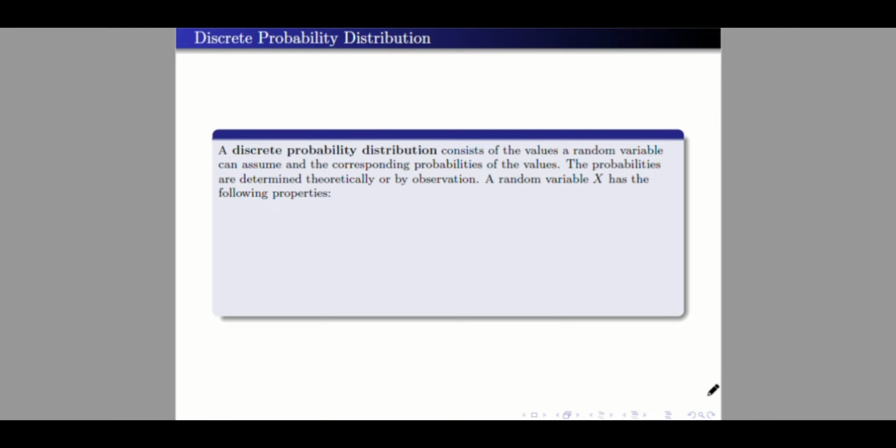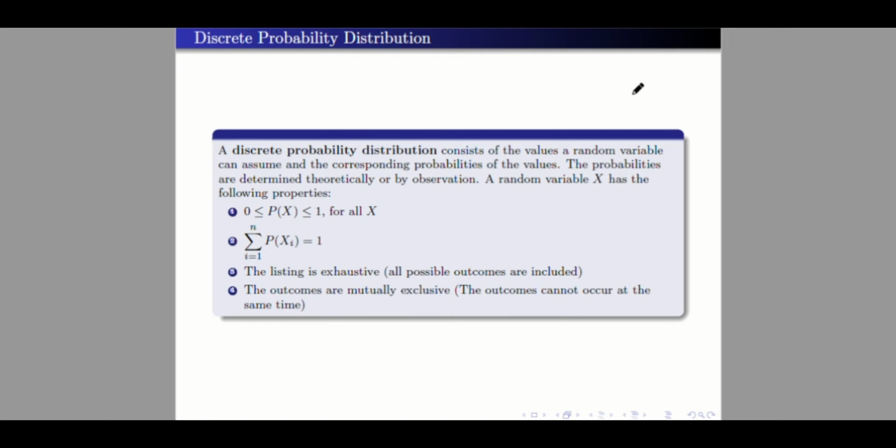Now, we have this random variable x. A random variable x has the following properties. The probability of this random variable x must be between 0 and 1 inclusive for all x. And the sum of its p of x sub i's must be equal to 1. And these x sub i's must be independent, or mutually exclusive, I mean. So the listing is exhaustive, meaning all possible outcomes must be included.